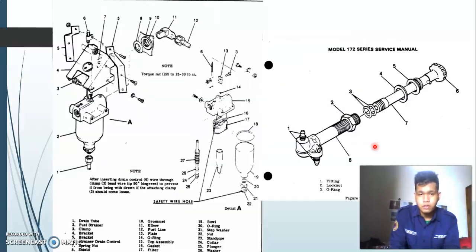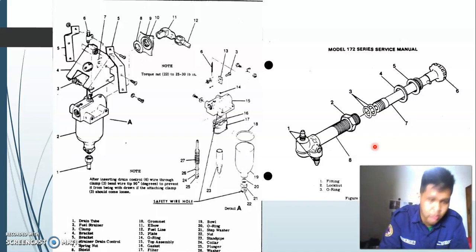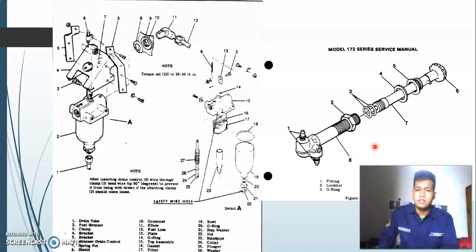So we move to the next. Okay, here you can see a fuel strainer. There's a description of how you can do installation and removal. Number 1 is the fuel drain, fuel strainer, clamp, bracket, strainer drain control, and you can read behind. So this is step by step how to do installation and removal. And here is the primary system assembly. You can do this not only for install and removal, but the important thing you need to do is inspect, because inspection is number one in this service maintenance.